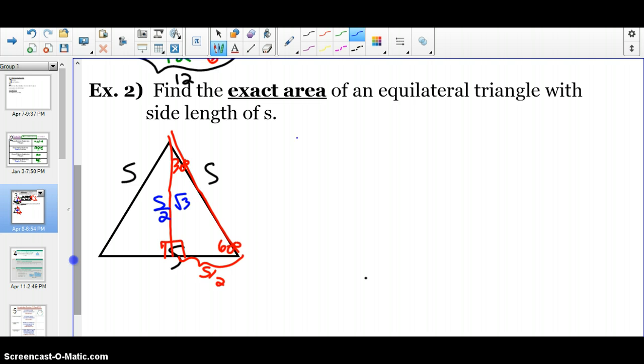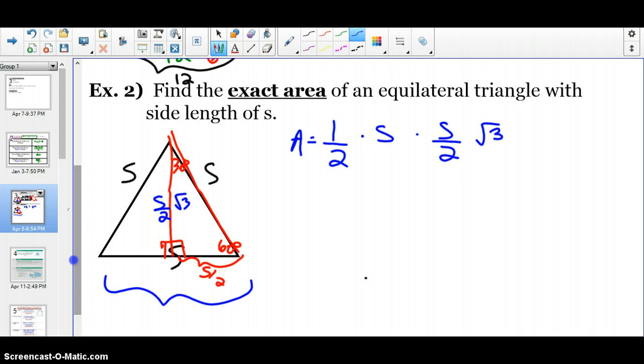So that means the area of the triangle is 1/2 base, which is this whole thing here, which is s, times the height, which is s over 2 root 3. If you multiply across, this is really s over 1. Area would be s squared over 4 times root 3.